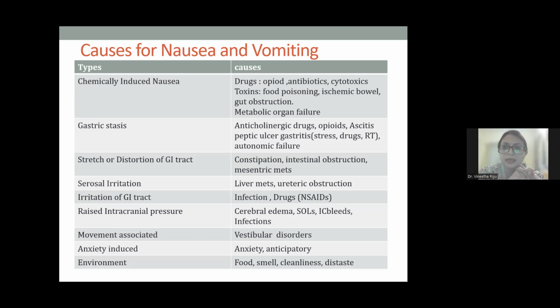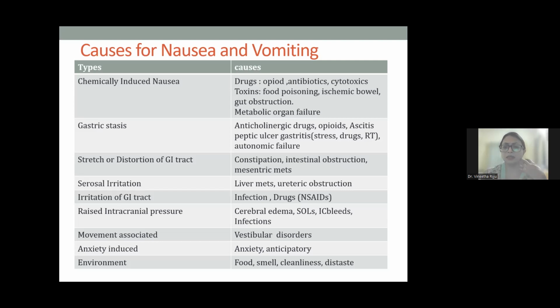These all can lead to nausea and vomiting. Now, we also have some other causes like gastric stasis, which is caused by anticholinergic drugs. Suppose your patient is having severe colicky pain, and you prescribe an anticholinergic drug, hyoscine butylbromide, Buscopan. It can cause some amount of gastric stasis. Opioids also work in the same way. And you also have other causes like peptic ulcer, gastritis, right? And also causes which produce distension, the stretch of the GI tract, like constipation, intestinal obstructions, mesenteric nephritis, all which cause any distortion in the tract can also induce nausea and vomiting.